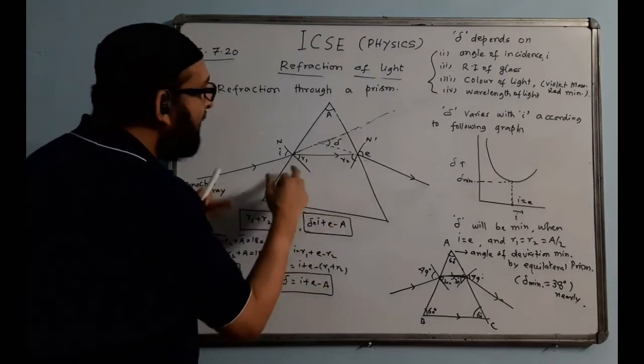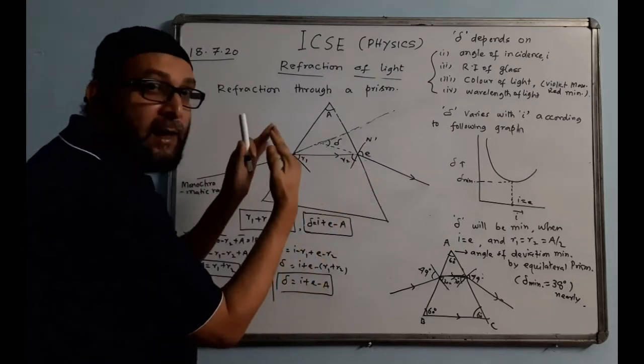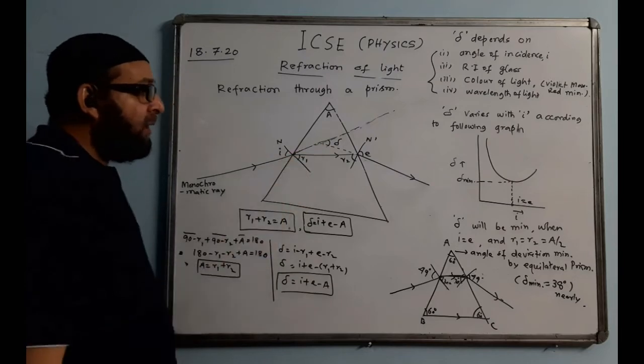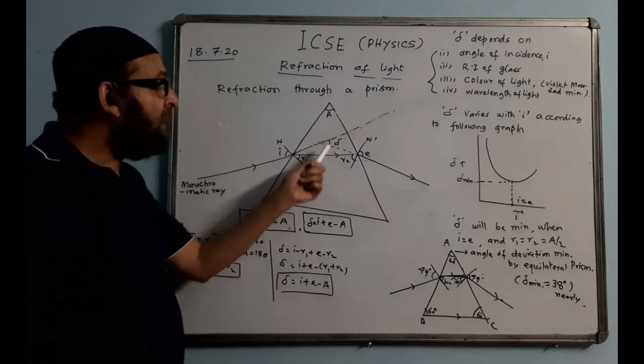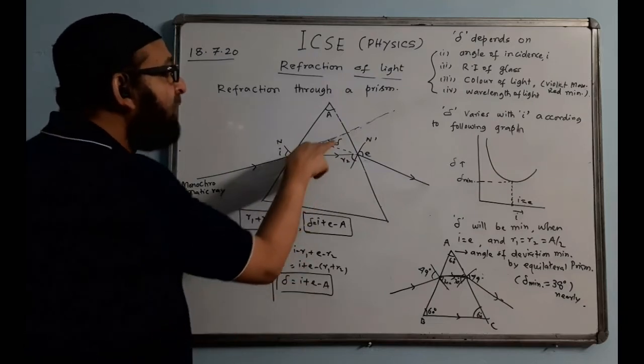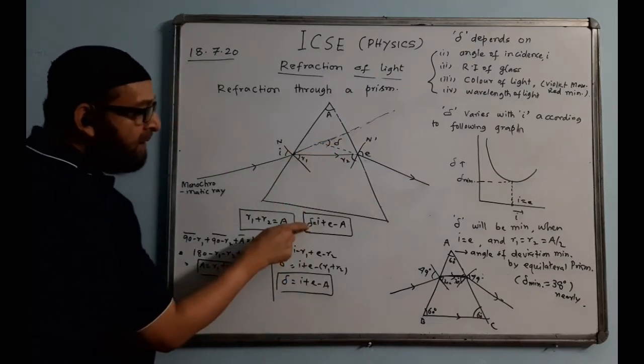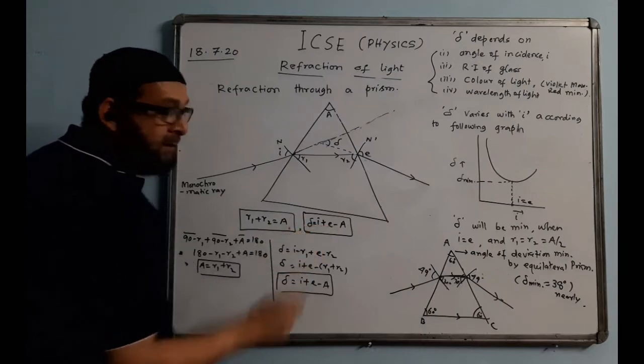Why? Because these two refracting surfaces are inclined with some angle. That's why this angle is called angle of deviation, denoted by the symbol called delta. This sign is called delta. We have a formula for delta also. The formula of delta is like this: I plus E minus A.